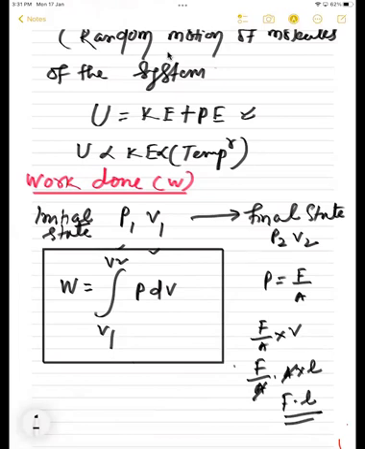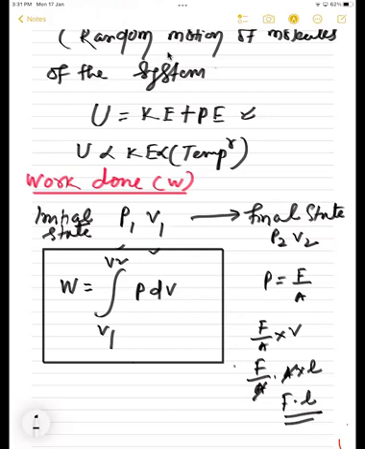Understanding now, students? So dimensionally also you can prove that P into dV. Let pressure be there, let the volume be changing. From what value to what value the volume is changing, from there only we can find the work done. Students, getting my point?